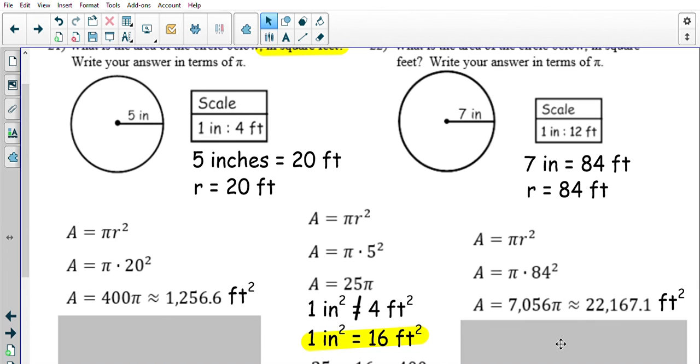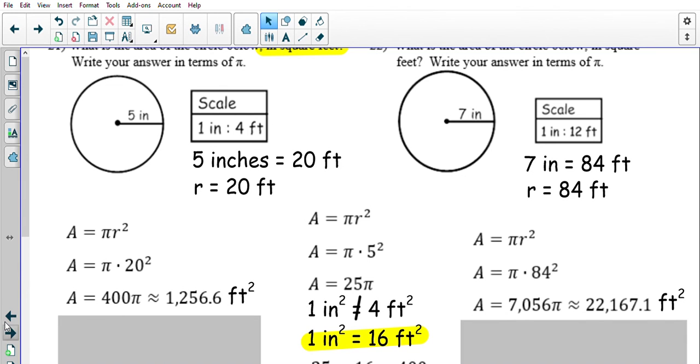Now, again, if you want to start by using just inches and do pi times 7 squared, that's going to be 49 pi. But then you need to multiply by what 1 square inch represents, which is 144 square feet. So if you take 49 pi times 144, you are going to get that 7,056 pi. So I wouldn't recommend doing it that way, but it can work.